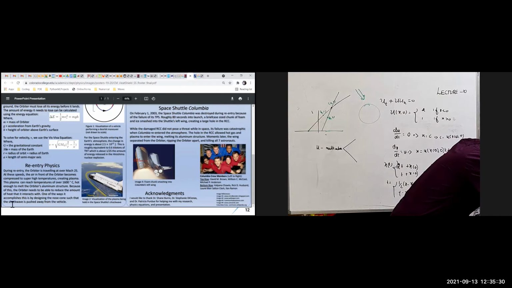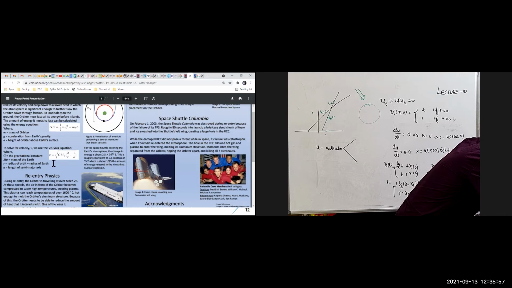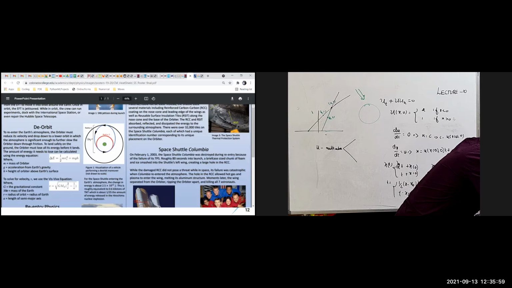You can see that this is how they redesigned it. One of the ways to accomplish this is designing the nose cone such that the shock wave is pushed away from the vehicle. That means there is a shock wave formed already. If you don't design your space shuttle in a proper way, the shock wave will kill the space shuttle completely, and then death can occur. So it is due to that shock wave only that this astronaut Kalpana Chawla died.